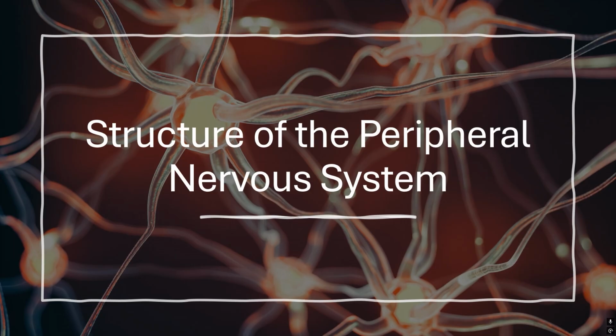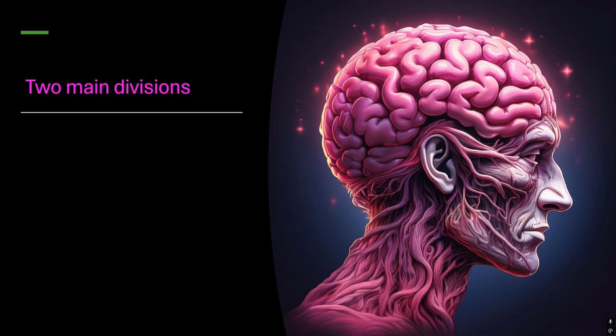So what are the structures of the peripheral nervous system? Let's look at those in a little more detail. We've got two main divisions of our peripheral nervous system: our somatic nervous system, or our SNS, and our autonomic nervous system, or our ANS.